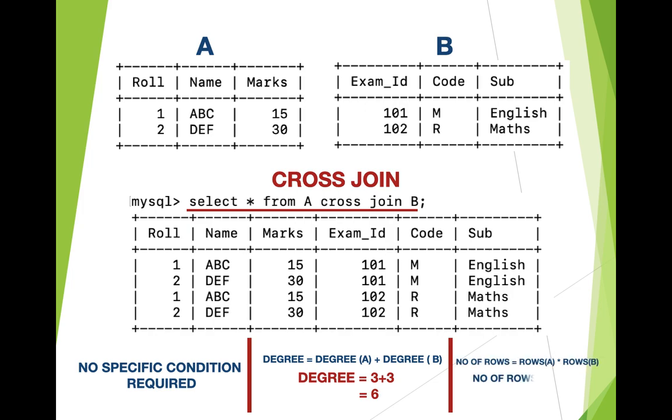The third property is that the number of rows is equal to the number of rows of the first table multiplied by the number of rows of the second table. So how many rows are there in the first table? We had 2 rows in the first table. How many rows are there in the second table, that is the table B? In table B also we have 2 rows. So what is the total number of rows in the resultant table? It is 4. Why? Because it is the number of rows of table A into the number of rows of table B, that is 2 into 2, which results in 4. So these are the 3 important properties of the Cartesian product.